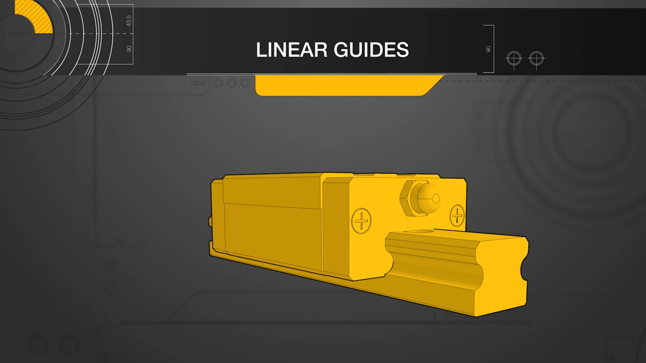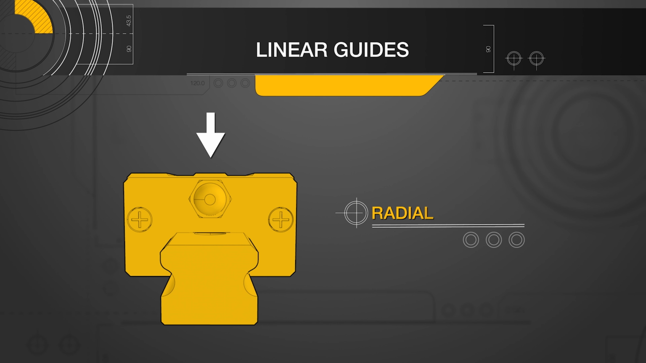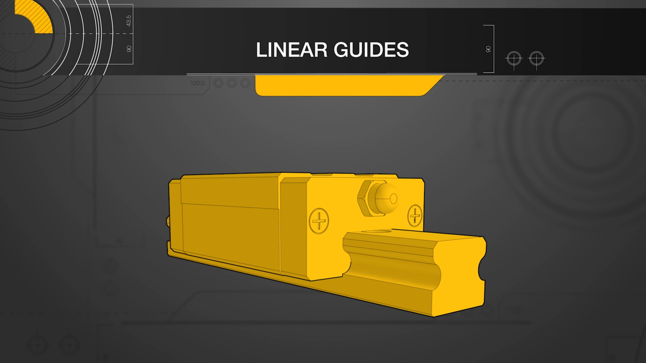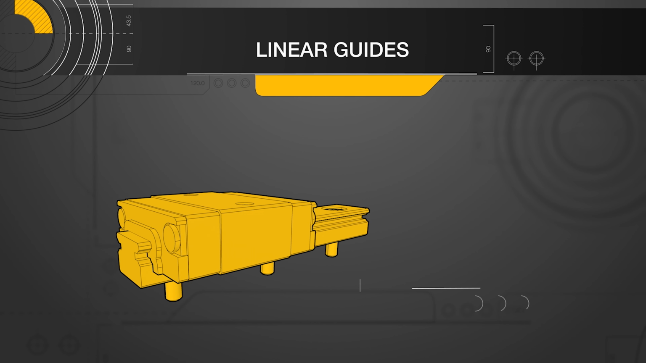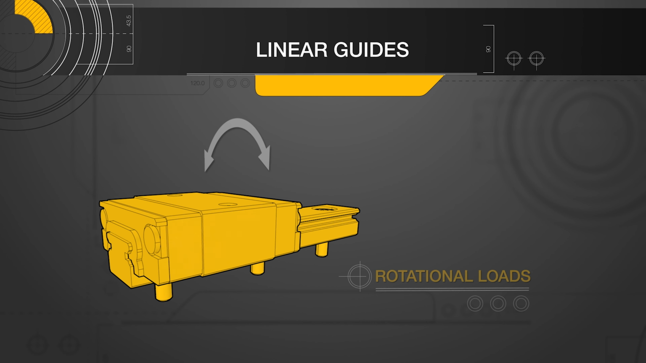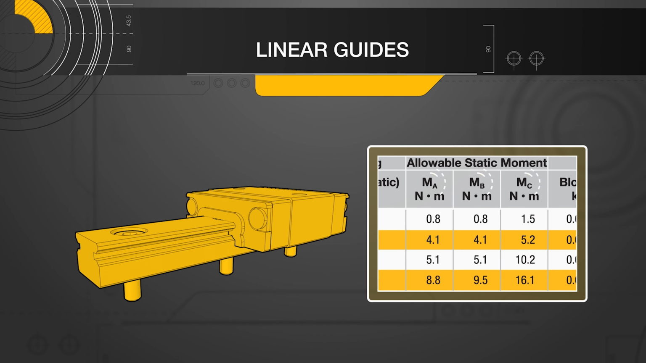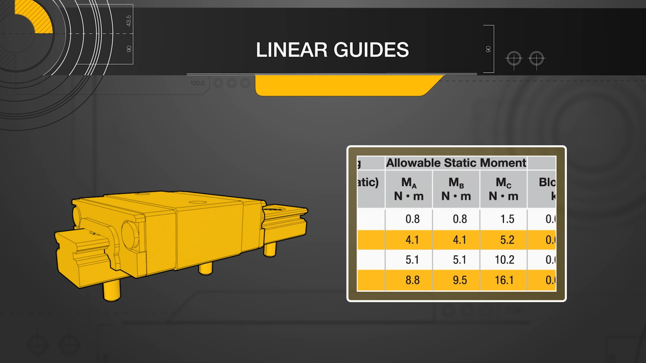There are three basic types of loading that are considered for linear guide calculations: radial or compressive loads, reverse radial or tensile loads, and lateral or horizontal loads. Many linear guides are designed to handle all of these loading directions equally. In addition to the pure directional loading, many linear guides are subjected to rotational or moment loads. While the ratings in the catalog may use a different letter depending on the manufacturer, the names of the moments are common across the industry.